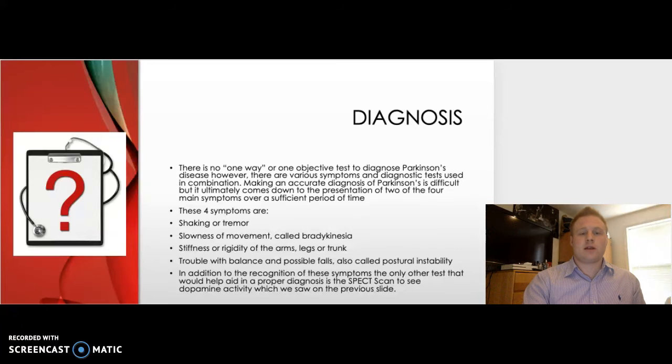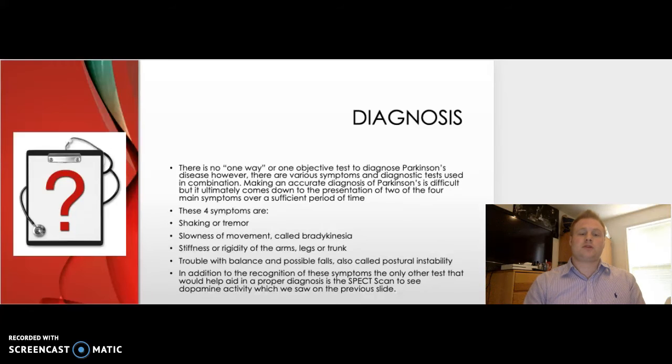Now for diagnosis. Unlike some other diseases, there's no one objective test. There's no blood test. There's no physical test that can say that you definitely have Parkinson's. There are various symptoms that can be present, and in addition to tests such as the SPECT scan, those are how we can come up with an accurate diagnosis of Parkinson's disease.